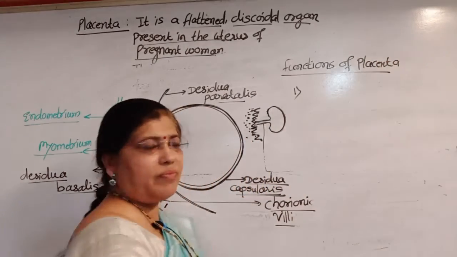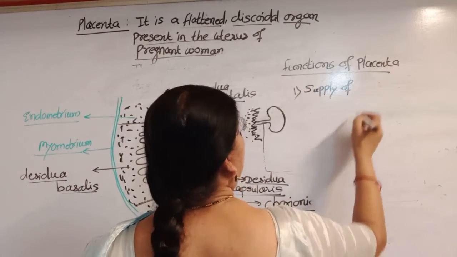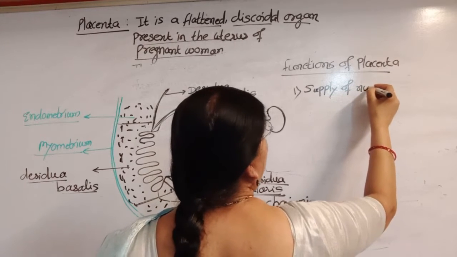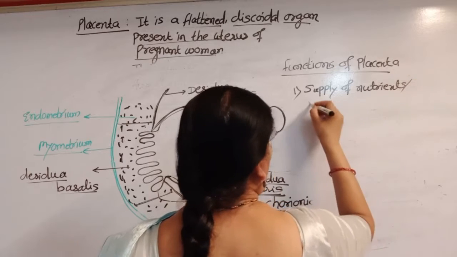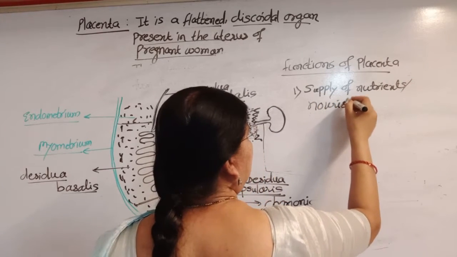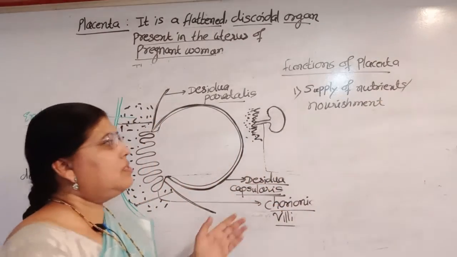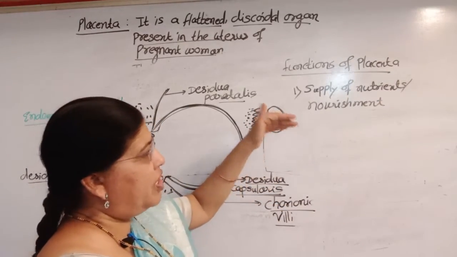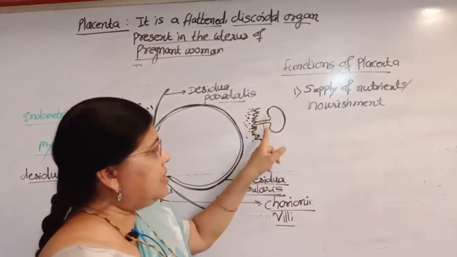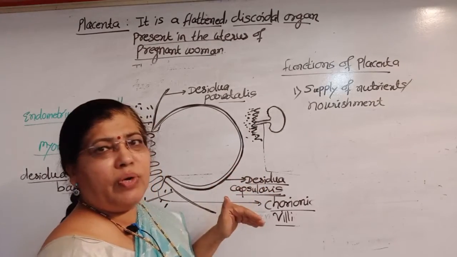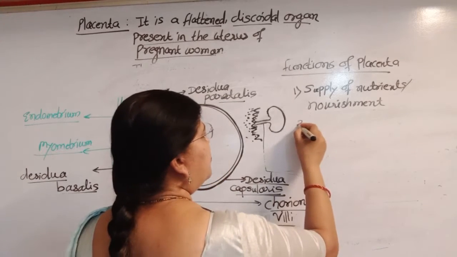First function, supply of nutrients or nourishment. So placenta helps supply nutrients to the fetus. So placenta helps in transport of nutrients to the fetus.